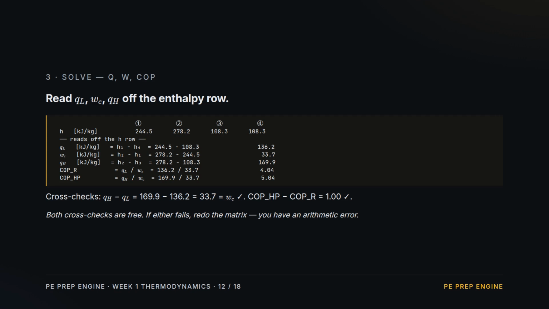Read the cycle metrics off the enthalpy row. Refrigeration effect is H1 minus H4, 136.2. Compressor work, H2 minus H1, 33.7. Heat rejected, H2 minus H3, 169.9. COP for refrigeration is 4.04, for the heat pump, 5.04. Two free cross-checks pass: QH minus QL equals the work, and the COPs differ by 1.